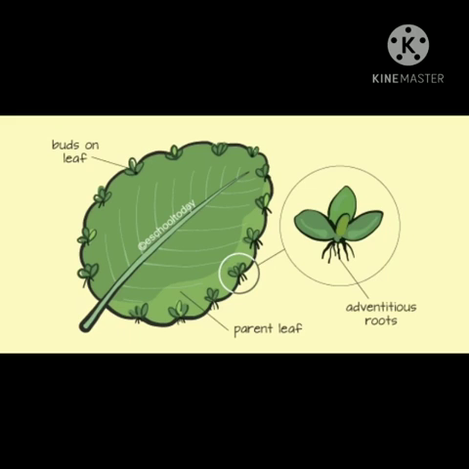When the buds come in contact with the moist soil, each bud becomes capable of growing into a new plant. The buds which are present on the margins of the Bryophyllum, when they come in contact with moist soil, reproduce into a new individual. So Bryophyllum reproduces vegetatively by the formation of adventitious buds on the margins of the leaf.